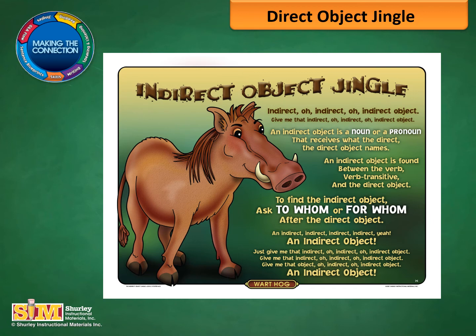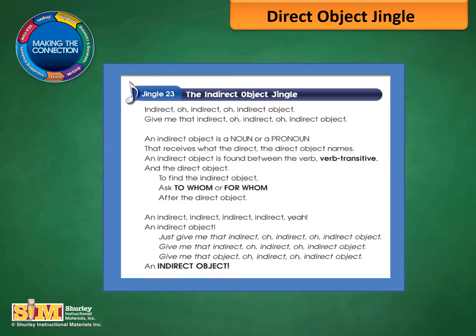Students will recite the jingle a couple of times to get used to its rhythm, rhyme, and definition. Remember, it doesn't matter how you sing or chant the jingle. What matters is that you recite the jingle consistently with your students. Listen to one way to chant the indirect object jingle.